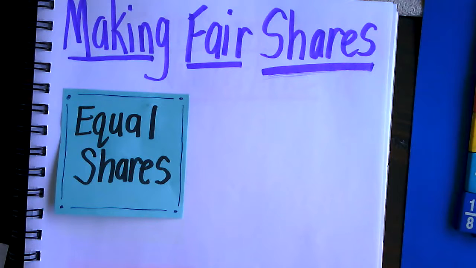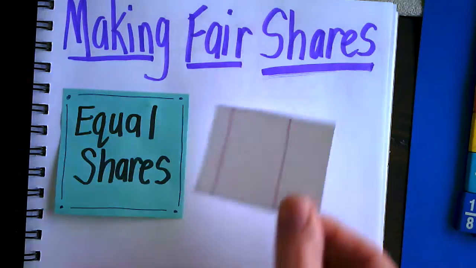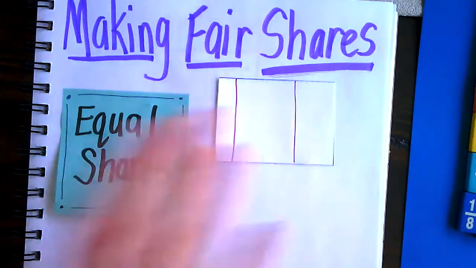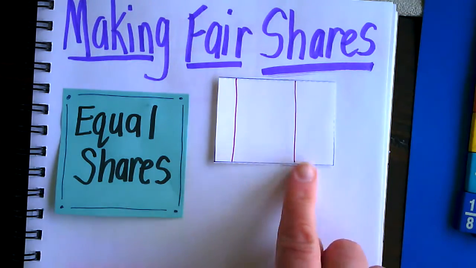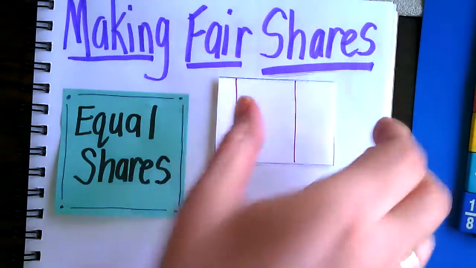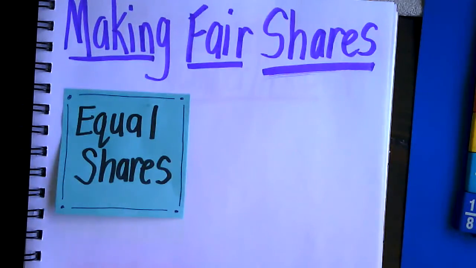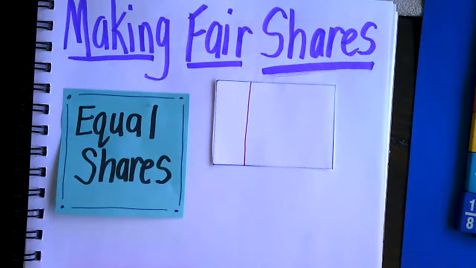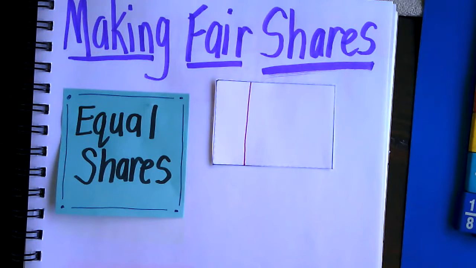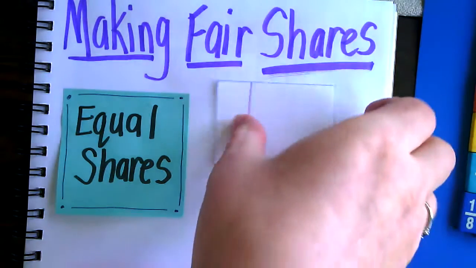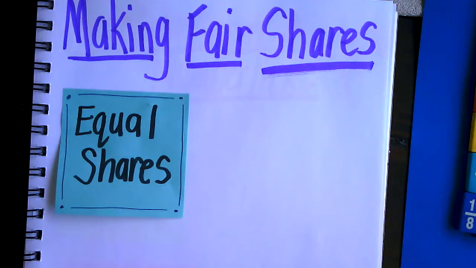We used the example of the brownie pan, and we decided that if this pan was shared between 3 people, it wasn't really fair because each part was uneven. If this brownie pan was shared between 2 people, we also agreed that this was an unequal share. Both people do not get the same amount. So we came to the conclusion that we needed to create fair shares.